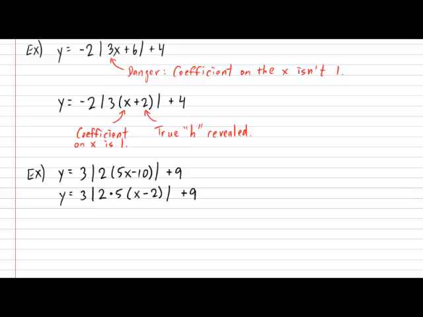And one final cleanup process. y equals 3 times the absolute value of 2 times 5, which is 10, and the bracket x minus 2, and then plus 9. So the value of b has been revealed to be 10, and the true value of h has been revealed to be 2.